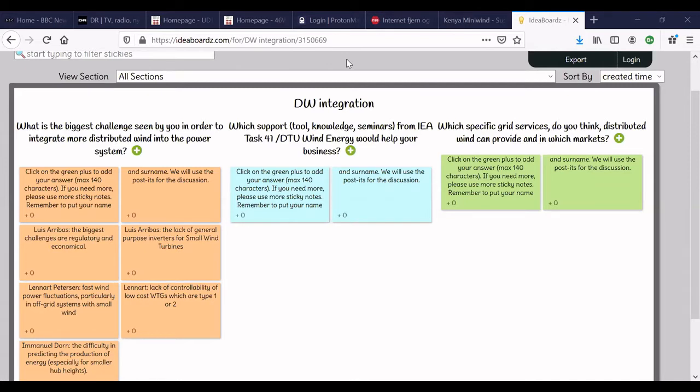But Louis and Tom, I can understand the economical, but I'm not sure I understand the regulatory. What kind of regulation? Is it a not-in-my-backyard kind of thing, or some other kind of challenge, these regulatory challenges you were talking about?